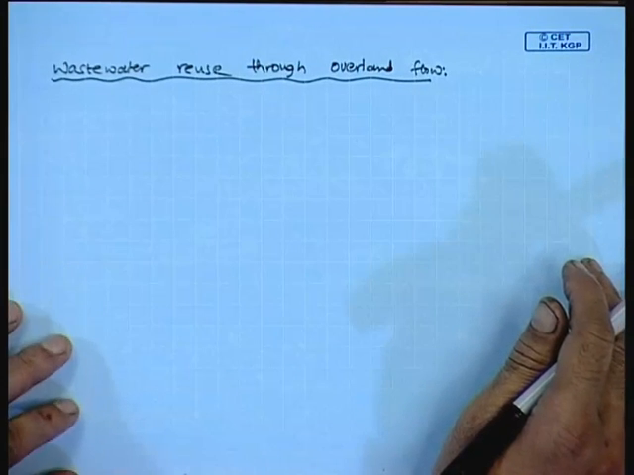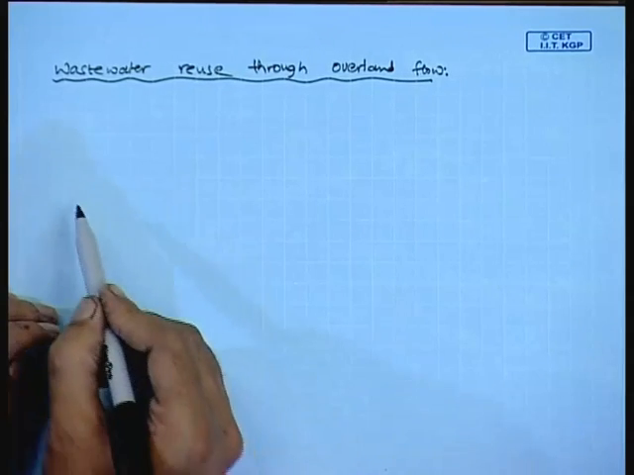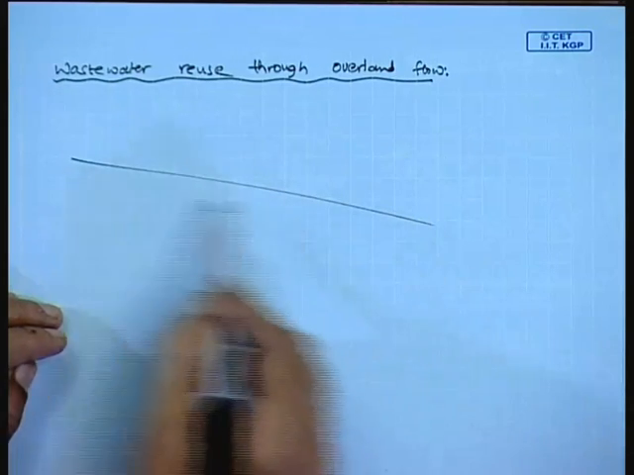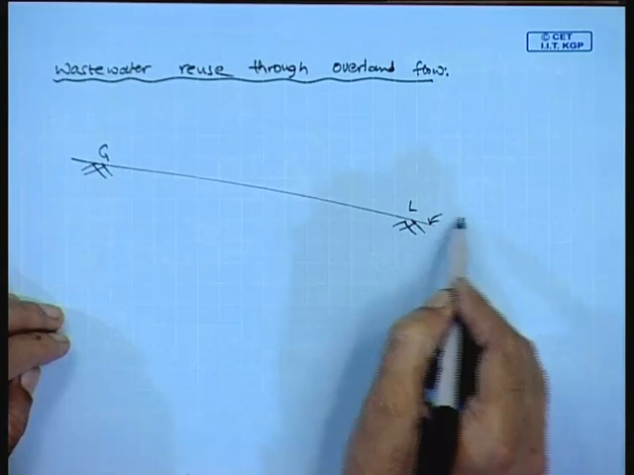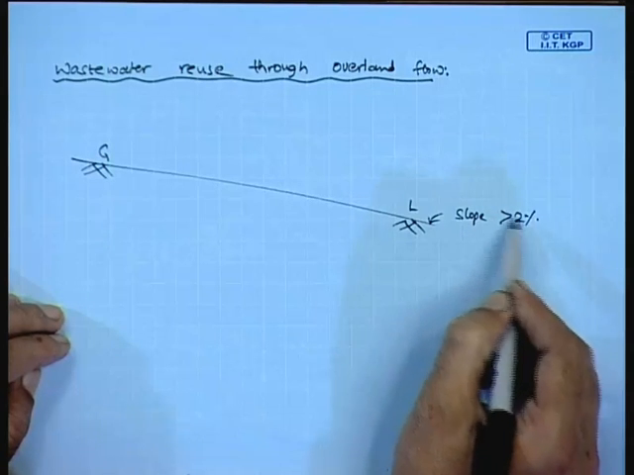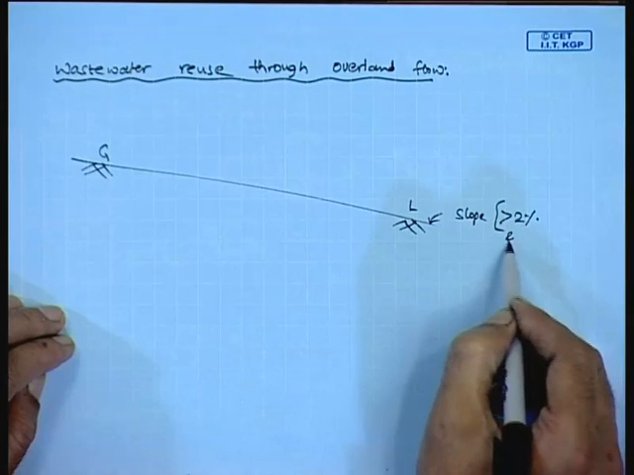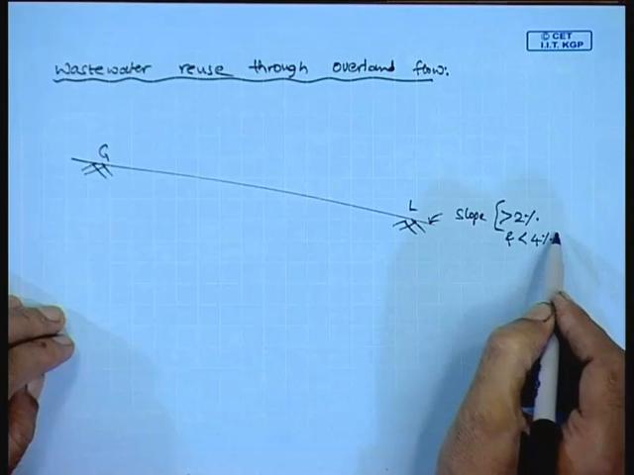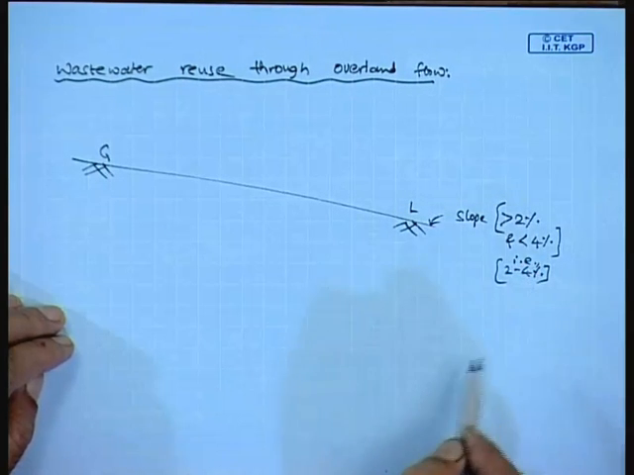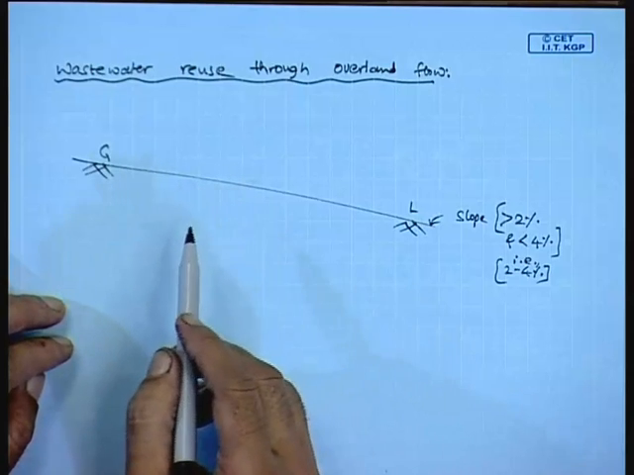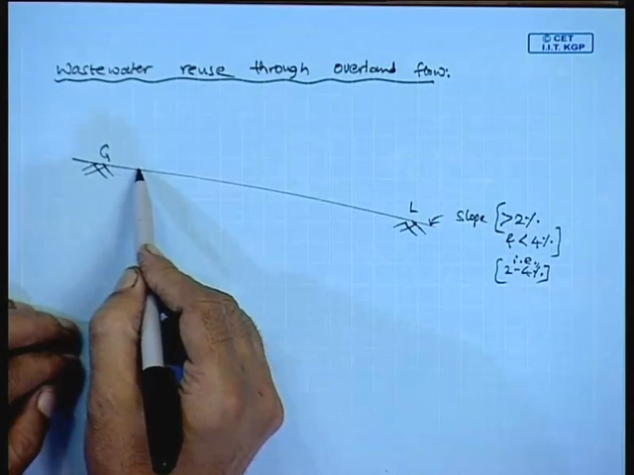So, here in this case, suppose there is a more sloping ground, say this is a ground level with slope greater than 2% and less than say 4% or so. So, that is a slope of 2 to 4%, and here suppose various crops are there.